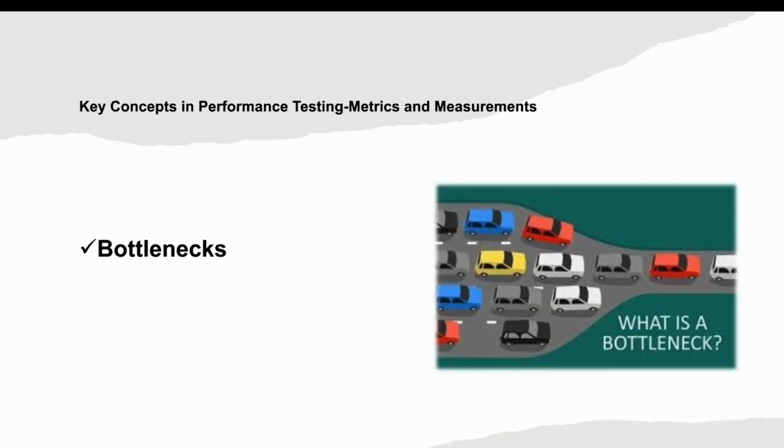Next concept is bottlenecks. A bottleneck means a point at which an issue arises. When it comes to performance testing, a bottleneck is a resource that limits or restricts the system performance. In this picture you can see the road is wider in this area. As we move towards the right side, the area of the road is reduced. That is the point where the problem starts, and it is called a bottleneck.